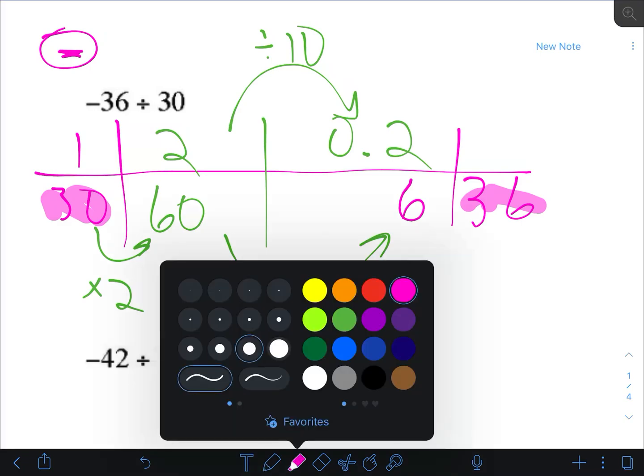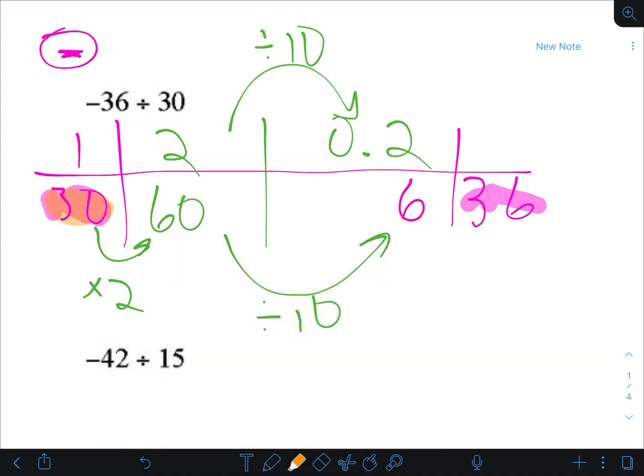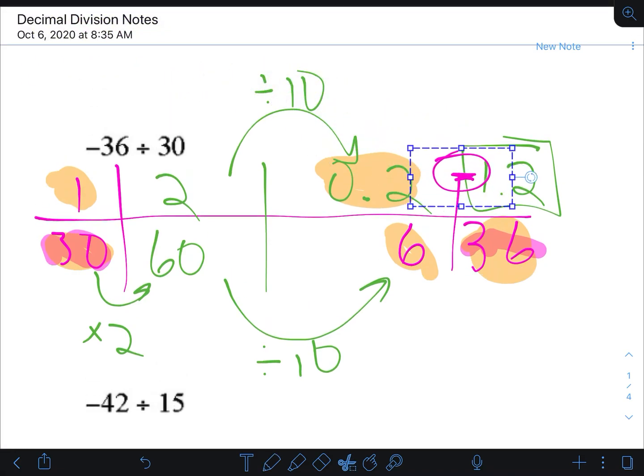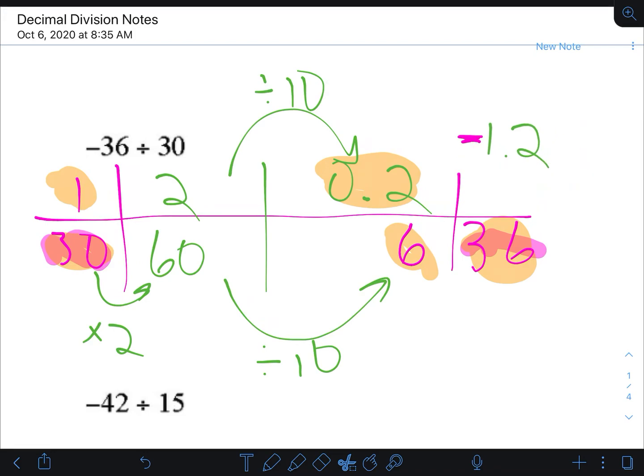So now there's our answer. 30 and 6 is 36. So 1 and 0.2 is 1.2. And that's my answer. Oh, not quite. You're right. Forgot about the negative. Negative 1.2. There we go. Okay, let's look at some more.